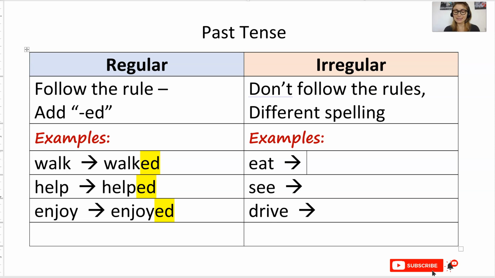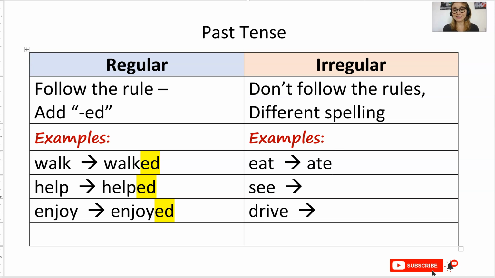We have eat. This verb is irregular, so I cannot say eated. That is not correct. The correct past tense is ate. Just like the number, we say it like the number 8. Same pronunciation.